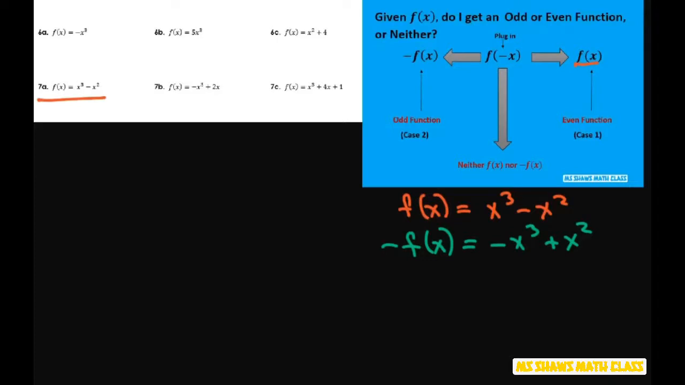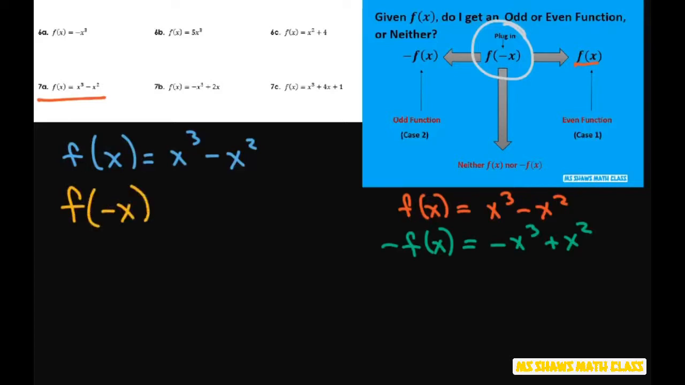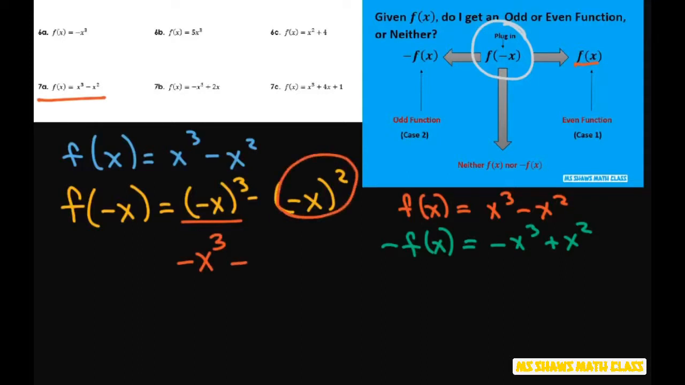All right. Now let's do the test. So we have f of x equals x cubed minus x squared. And then the test means we're going to plug in negative x. So let's see what happens. F of negative x equals negative x cubed minus negative x squared. Well, this one, 3 negatives make a negative, so that's negative x cubed. This one, 2 negatives make a positive, so we have negative x squared. And that's what this equals.